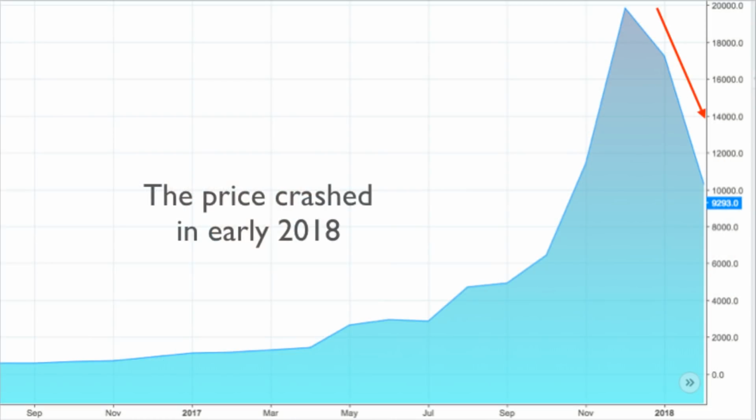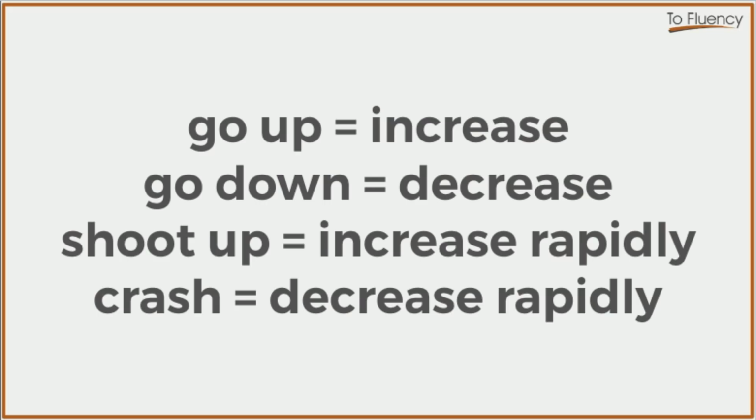Okay, so while I'm waiting for some of those to come in, we will just go back to this and look at this headline, okay? Here's a summary, so this is a good one to remember. Go up, increase. Go down, decrease. Shoot up, increase rapidly. Crash equals decrease rapidly.